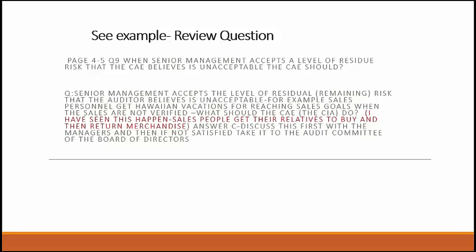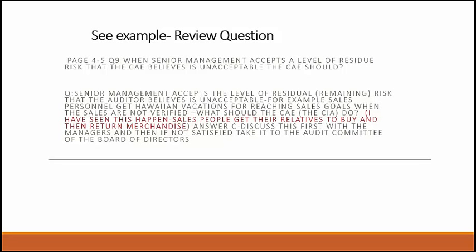Okay, so what happens when we disagree with management? When senior management accepts a level of residual risk, in other words, risk that they're willing to let happen, and the chief audit executive believes that this is unacceptable, what should he or she do? The answer is we need to discuss it initially with management, and if we're still not satisfied, we're going to take this to the audit committee or the board of directors. If we can work it out with management, that's fine. If we can't, this needs to go higher than management and be discussed with the audit committee.